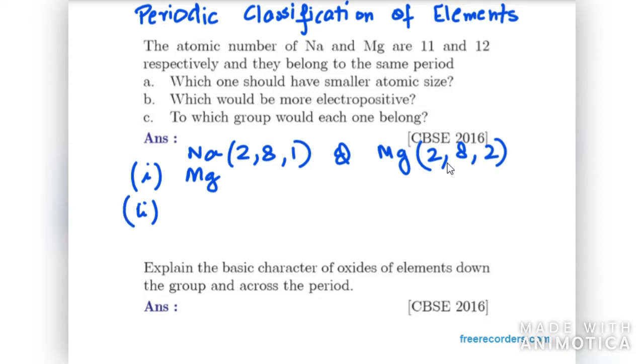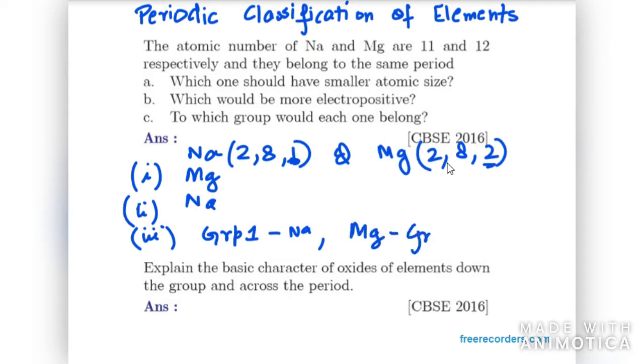Second is which one would be more electropositive? Na will be electropositive. Na is more electropositive, as you know, it forms plus 1 ions. And then 3, to which group would each one belong? Na belongs to group 1. Why? Because we have one electron in the end, so group 1 for sodium, and group 2 for magnesium, as the outer shell has 2. So magnesium has group 2.